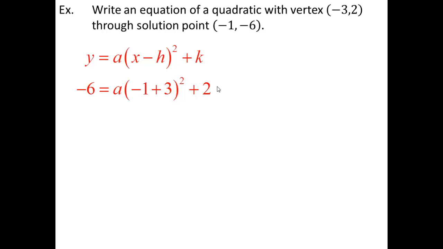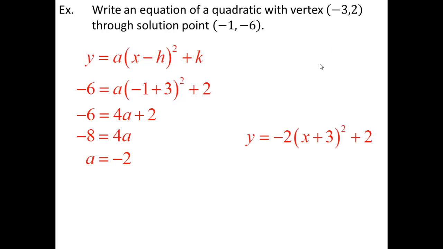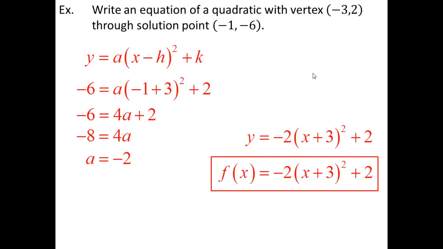From here, I'm going to simplify to solve for a. -1 plus 3 is going to be +2. 2 squared is, once again, 4. Then to get a by itself, I will subtract 2, divide by 4. A equals -2. So now I just simply have to rewrite my original vertex form using my new a value and my original h and k value, and I have my final answer.